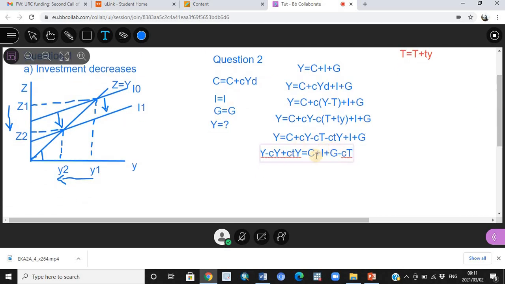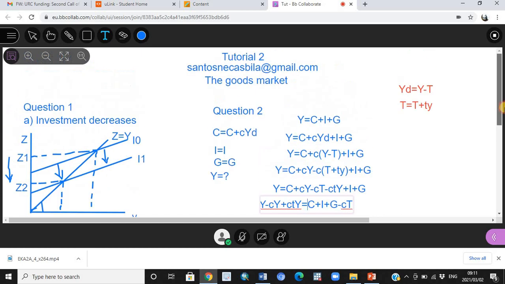Then we can call this part autonomous expenditure, because it does not depend on anything else other than autonomous terms themselves. So I will call it YA, A denoting autonomous. I'm going to change the color and say A, which means autonomous, is going to be C plus I plus G minus CT.